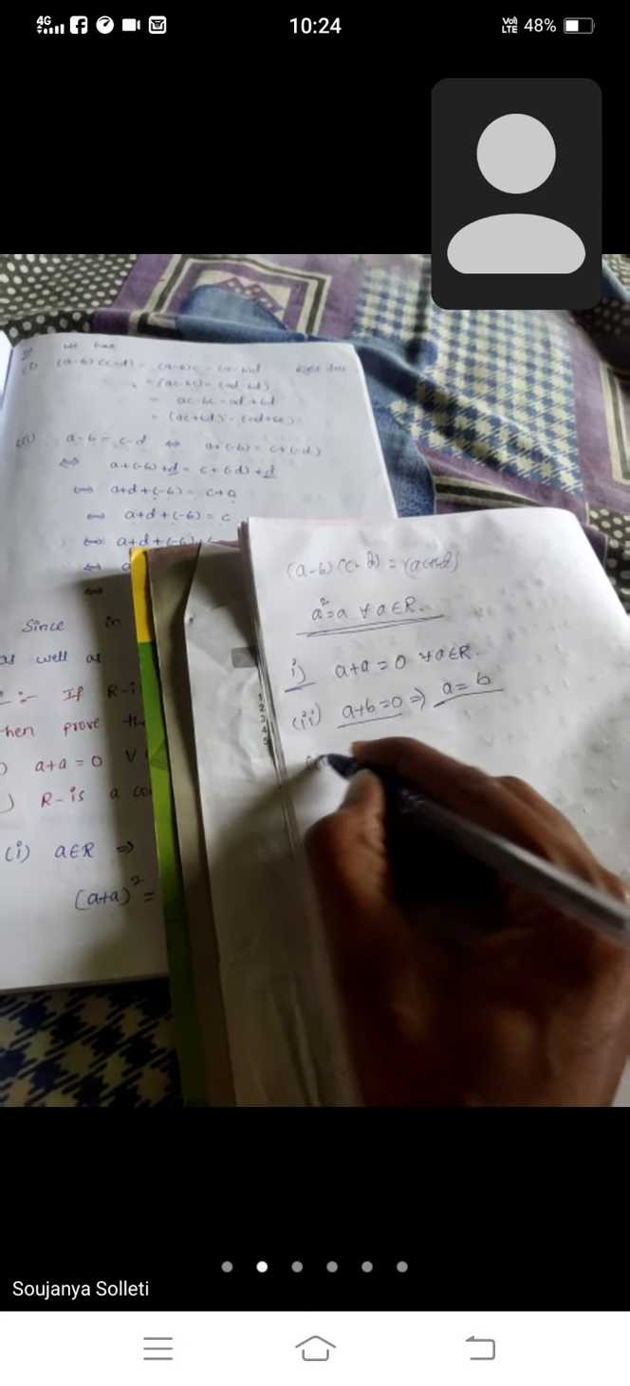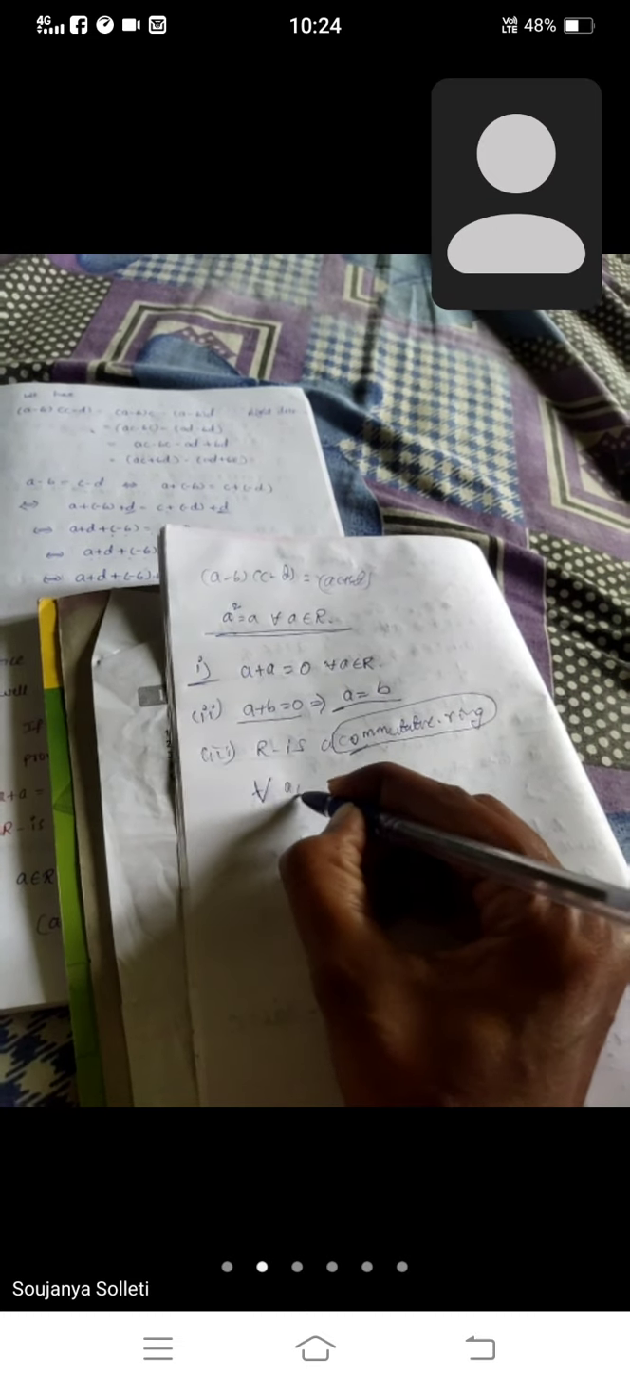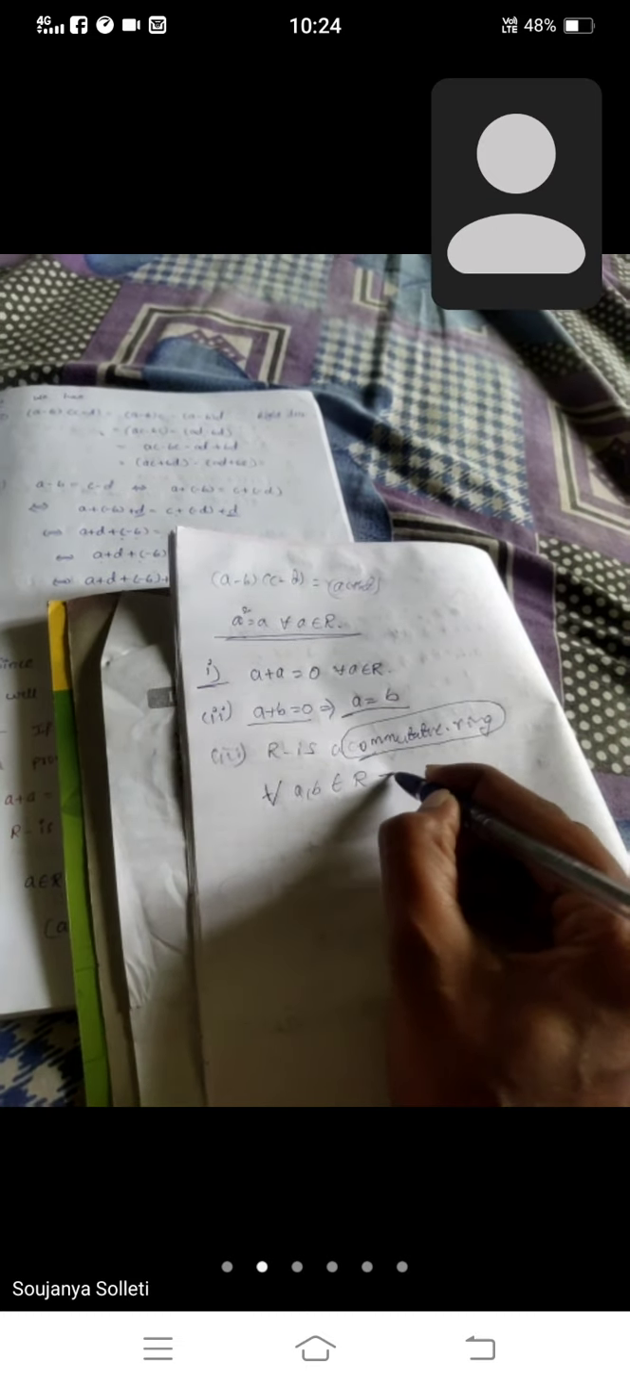And the third one: R is a commutative ring. So what is a commutative ring? When do we call it a commutative ring? For all a, b belongs to R, ab is equal to ba. If this condition is satisfied, then we can call it a commutative ring.